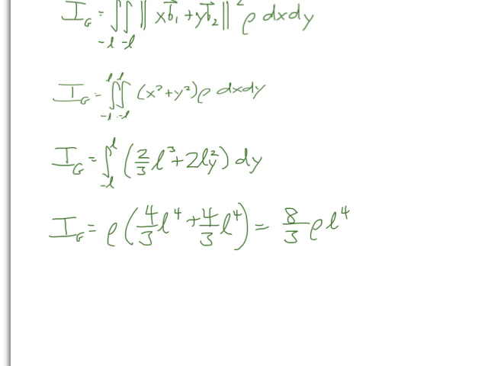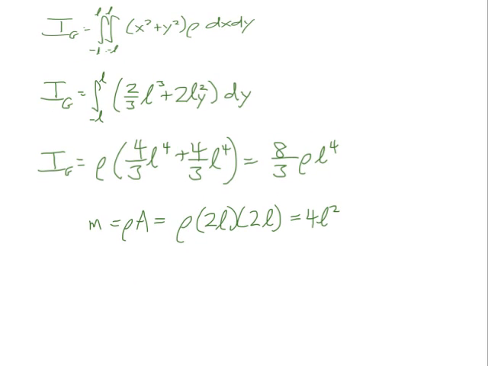Now recall that we can't just leave this in terms of rho, but instead we have the mass of the object m, and so we set the relationship between the mass and the density rho. It's uniform density, so its mass is equal to rho multiplied times the area. So this is rho, and then the area is 2L multiplied by 2L. So this is 4L squared. And when we substitute this in, we'll solve for rho, m divided by 4L squared.